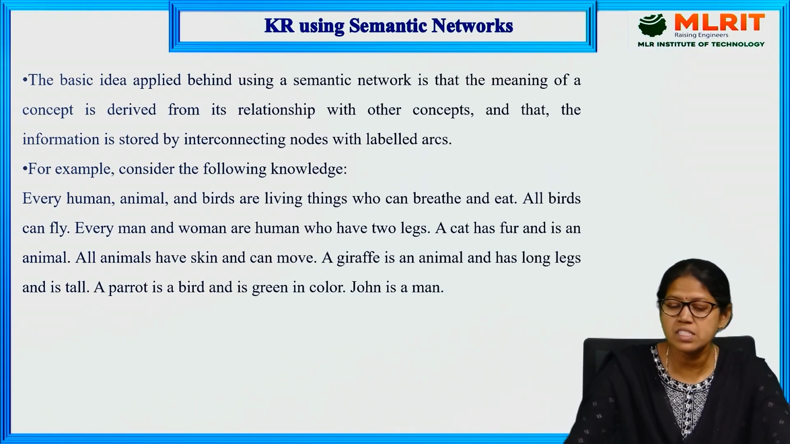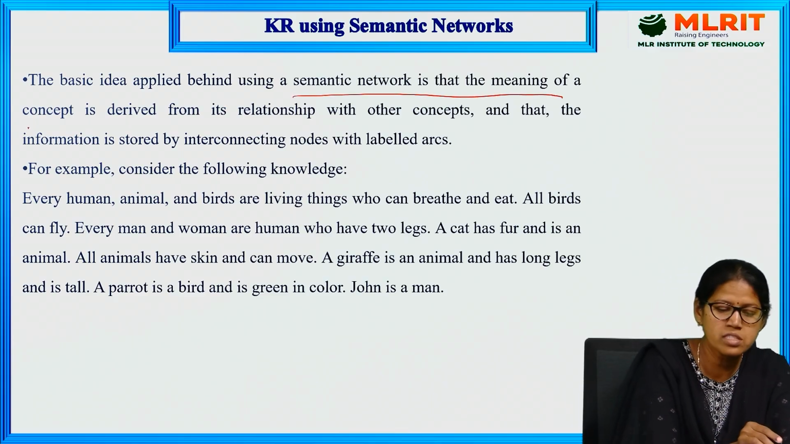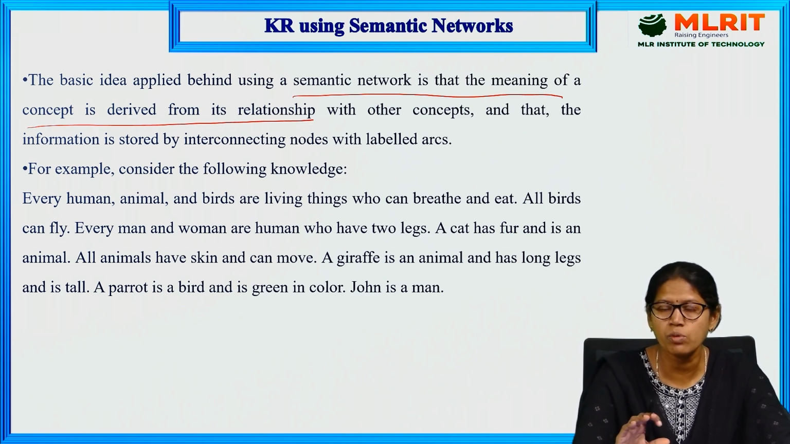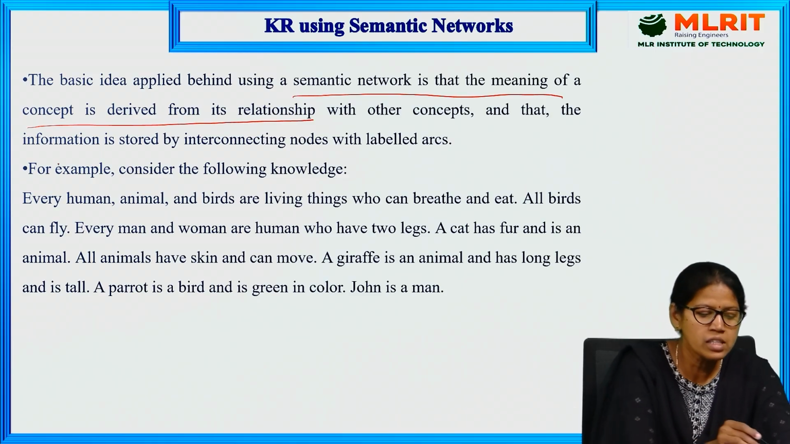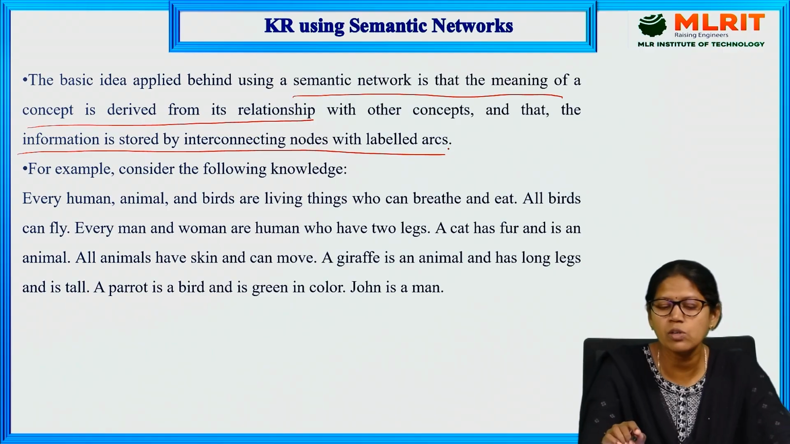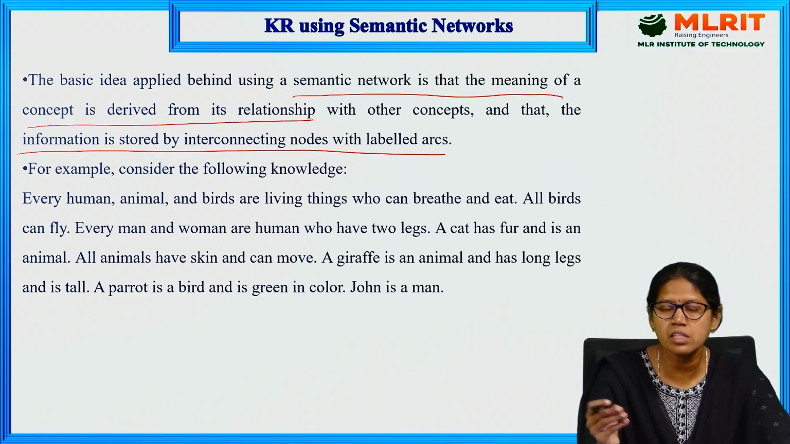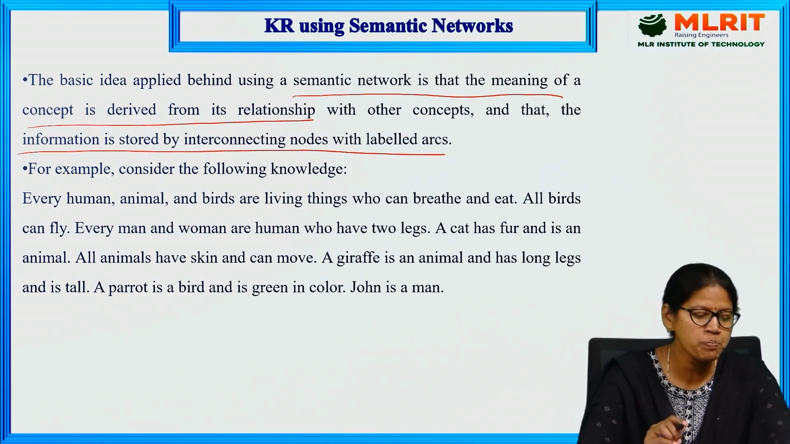So here, what is the basic idea? The basic idea behind the semantic network is that the meaning of a concept is derived from its relationship with other concepts. There are multiple concepts, and we link the relations between the concepts one to another and draw the network. That information is stored by interconnecting nodes with labeled arcs. There are arcs and directions. There are solid lines and some dotted lines. What is that solid line? What is that dotted line? We'll see. Let's see one example.